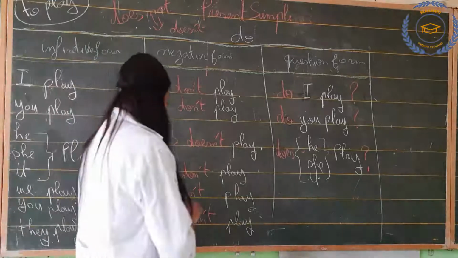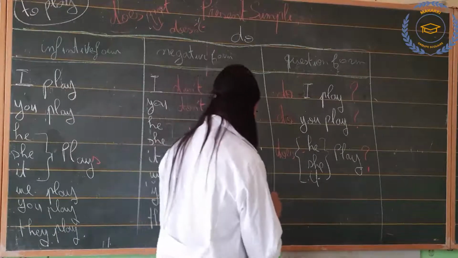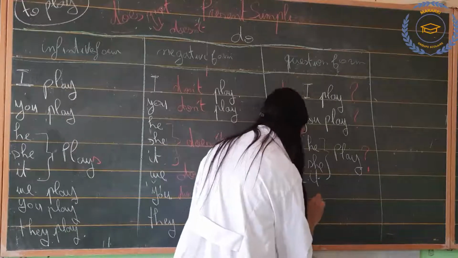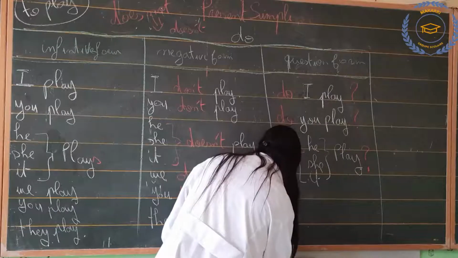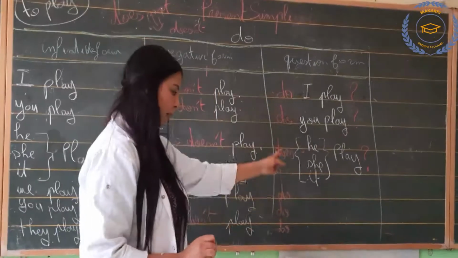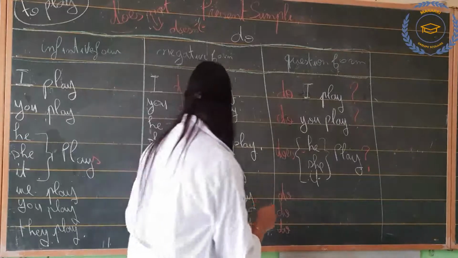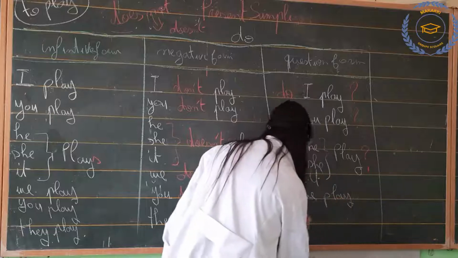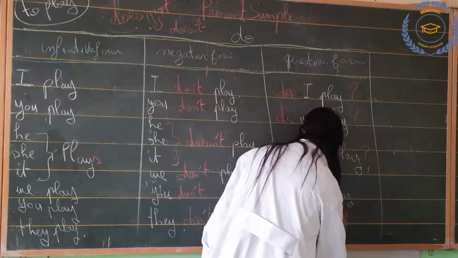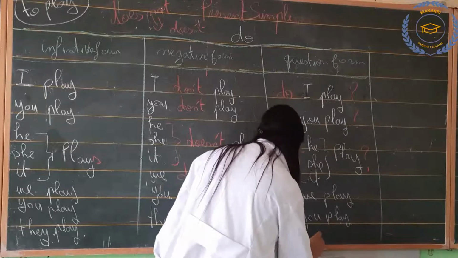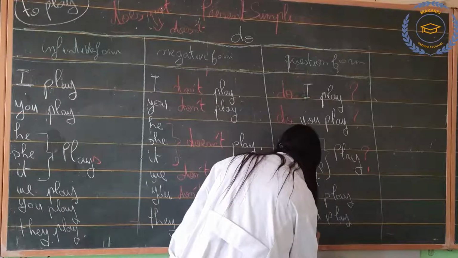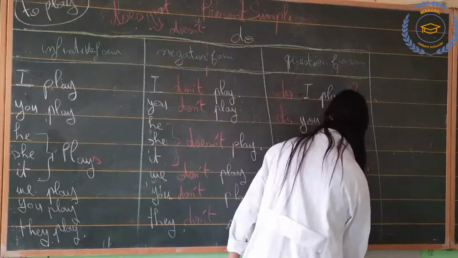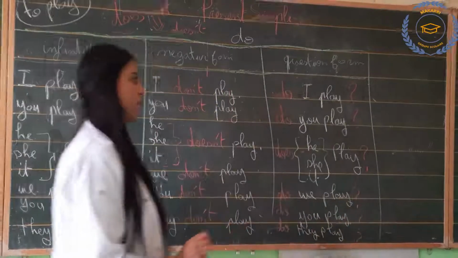We, you, and they: do. We put do at the beginning of the sentence before the subject. Do we play? Do you play? Do they play? And don't forget the question mark.